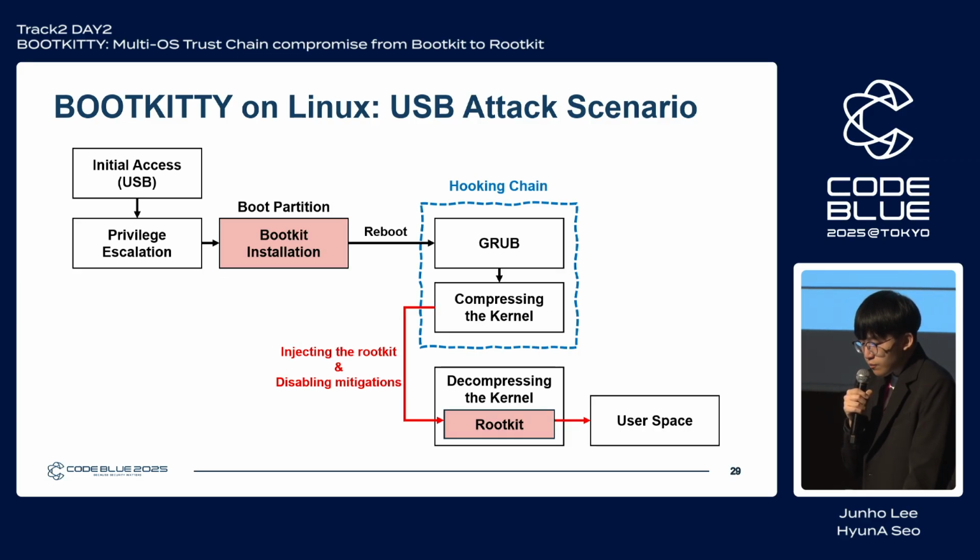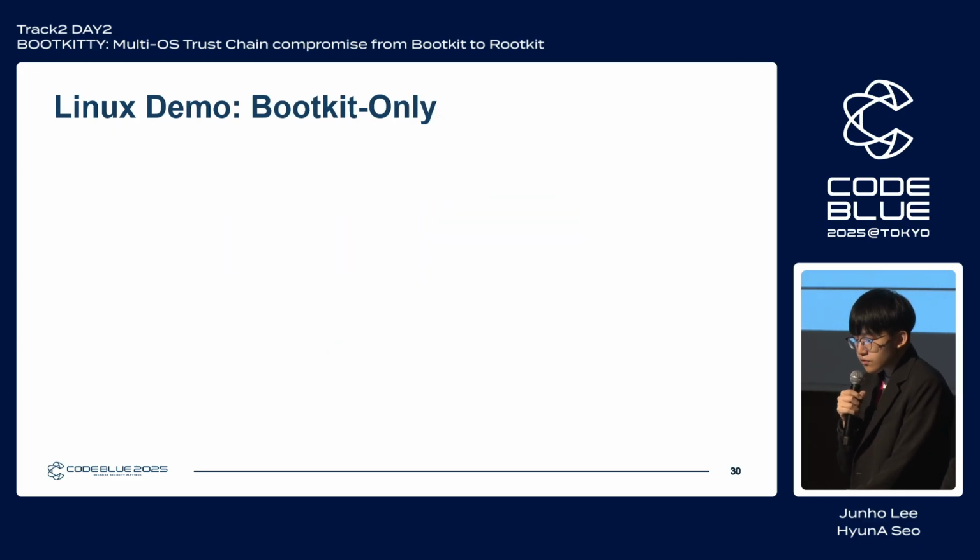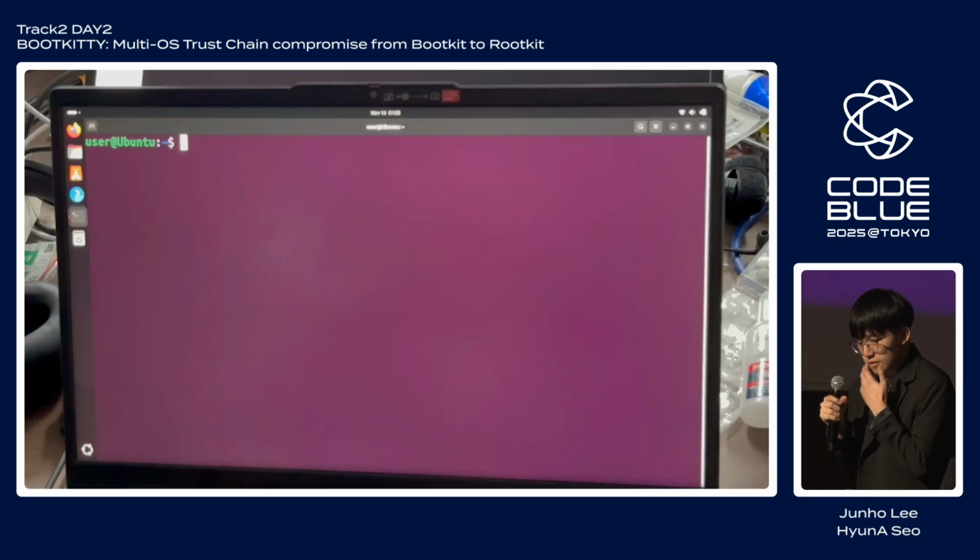In summary, Bootkitty completely takes control of the execution flow by sequentially hooking each stage of the Linux boot process, from GRUB to the compressed and decompressed kernel. Also, this demo demonstrates the attack using a bad USB-based installation scenario. A similar infection method can also be implemented through network-based attacks in Linux environments. Now, let's watch the Linux demo. It will focus on Bootkitty's bootkit compromise.